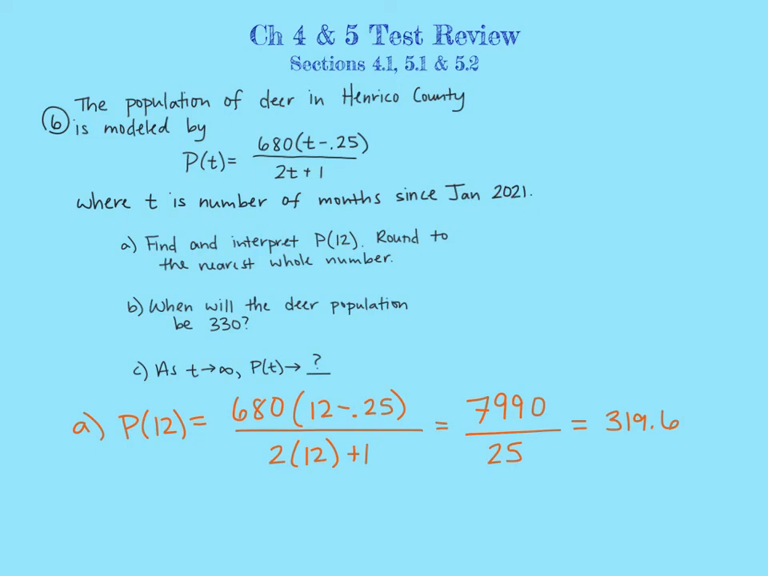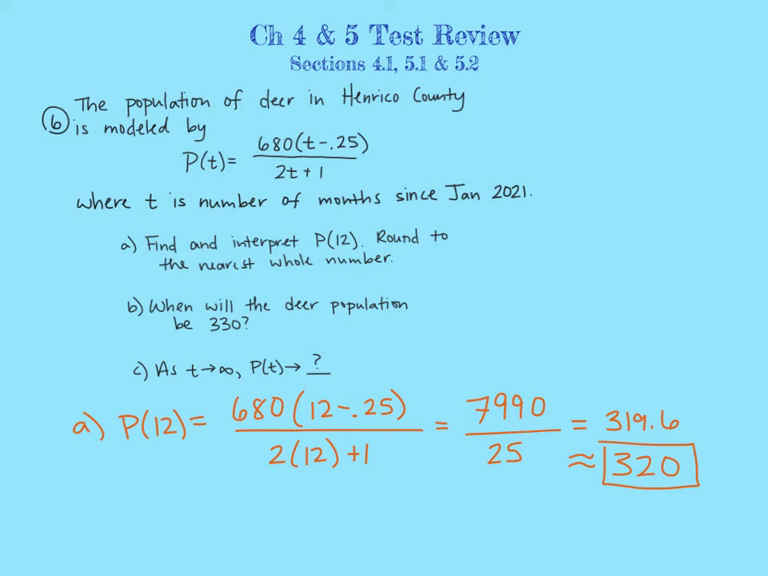So we want to obviously round it to the nearest whole number because our output is number of deer. So I just plugged in 12. Really, I would recommend just using your calculator, just plugging it all in and not even doing this much work. But I got 319.6, so rounding to the nearest whole number technically should be 320 deer. I would assume there's probably a lot more deer than that in Henrico County, but it's a decent estimate.